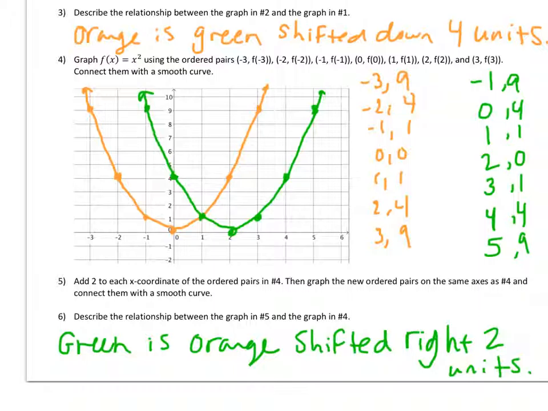And it makes sense that I moved this thing horizontally because I was adding to the x coordinate, and x is measuring a horizontal location. So when you add or subtract from the x coordinate, you're going to move your graph left and right.